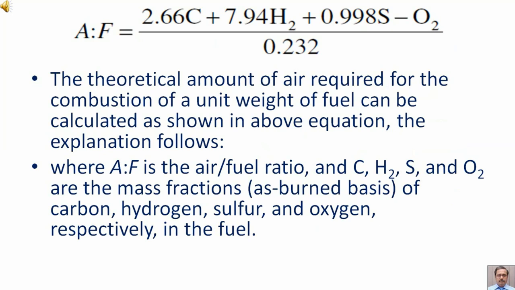The theoretical amount of air required for the combustion of a unit weight of fuel can be calculated as shown in the above equation. The explanation follows, where A ratio F is the air-fuel ratio and carbon, hydrogen, sulfur and oxygen are the mass fractions of carbon, hydrogen, sulfur and oxygen respectively in the fuel.